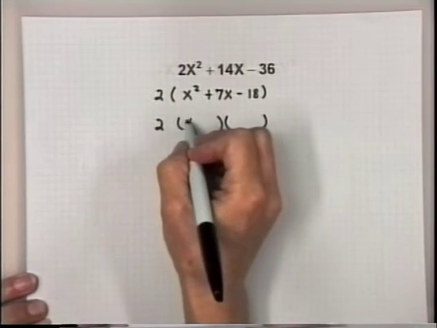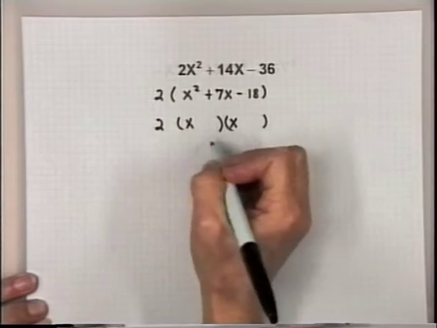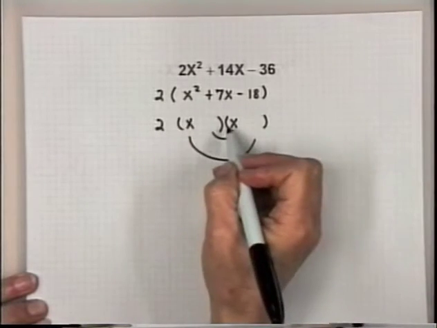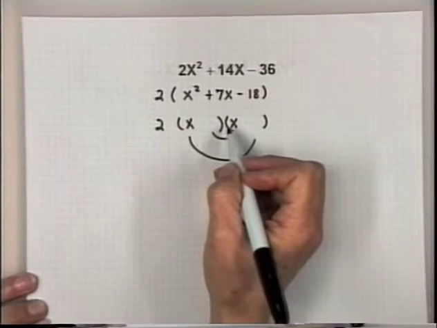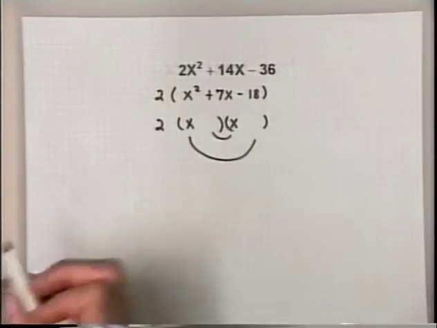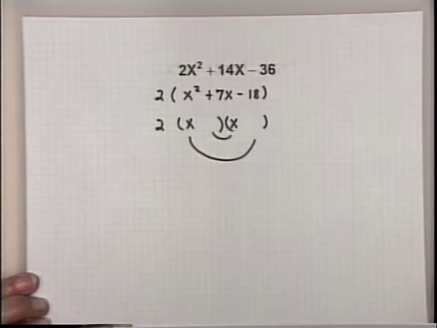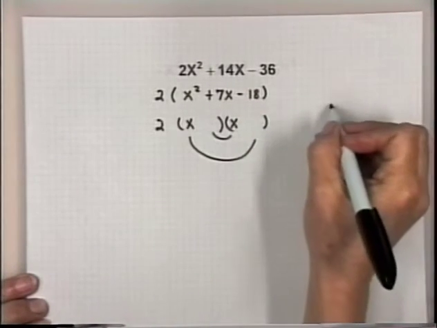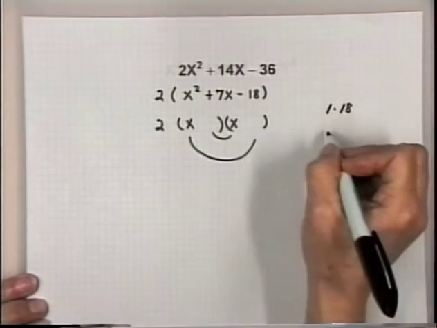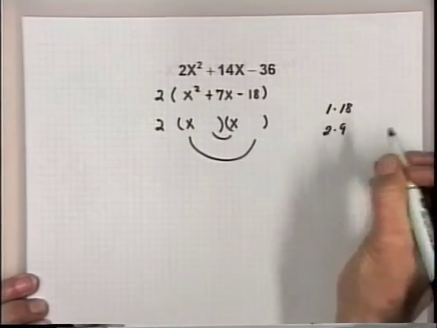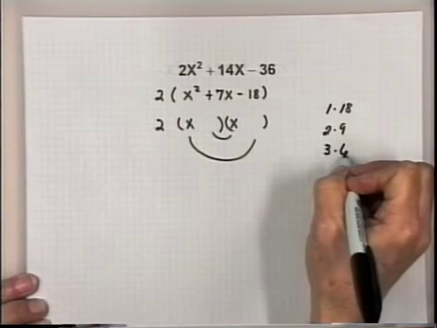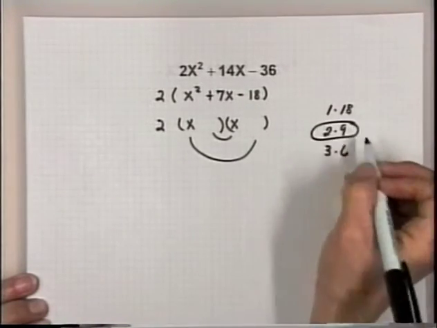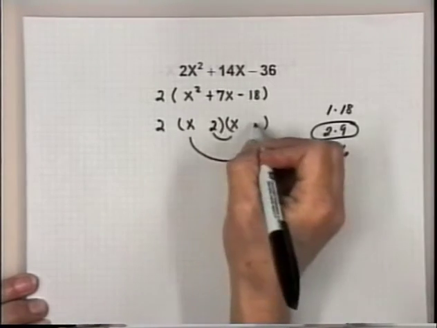To get x squared, we would multiply x times x. Notice that since your third term is negative, this outside and inside product will have opposite signs. And we're wanting to get a 7x from that combination. We will be using factors of 18. Our choices are 1 times 18, 2 times 9, and 3 times 6. Since we will be finding a difference, and we want 7, let's try the 2 and the 9.